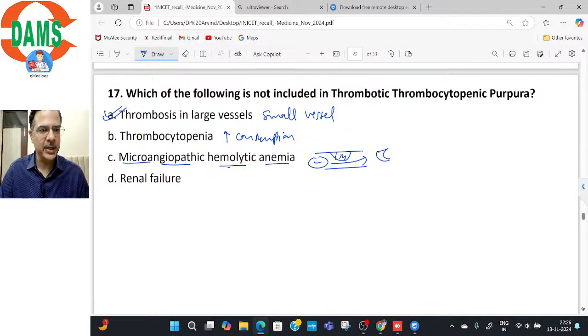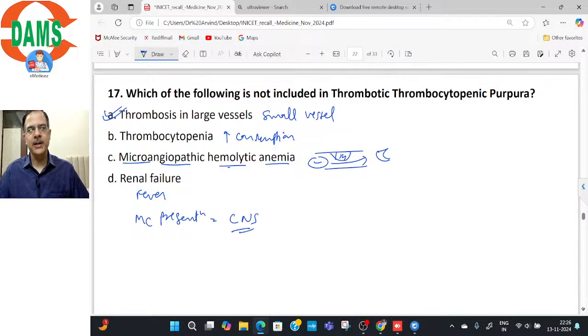Rest of these will be seen, and another feature will be fever, while indeed the most common presentation of TTP is CNS, neurological abnormality, that is altered sensorium.